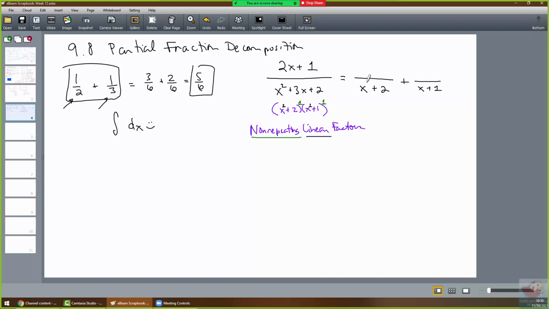The degree of the denominator in the first fraction is a 1 because it's x to the first. 1 less than 1 is 0. So the numerator's degree is 0, which means it's just a number. We don't know what that number is. That's the point of the problem. So we tend to use letters. We'll use capital A.